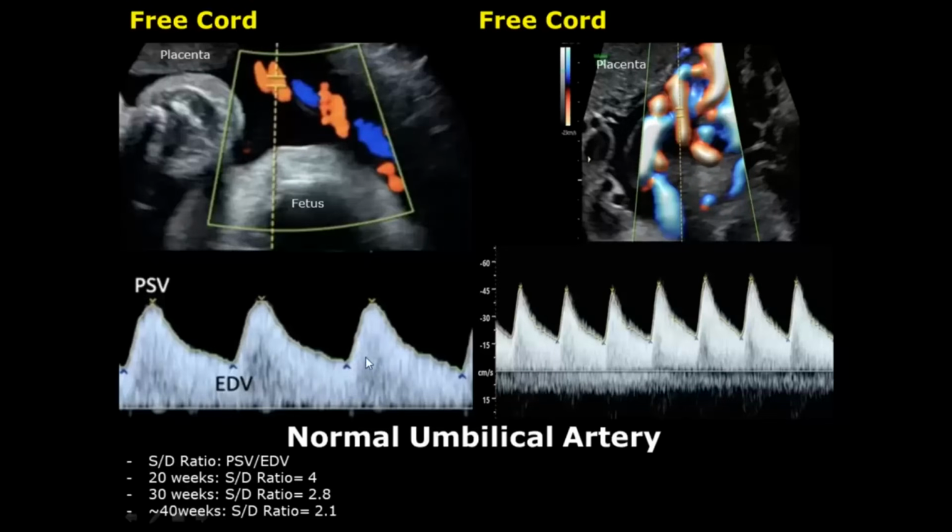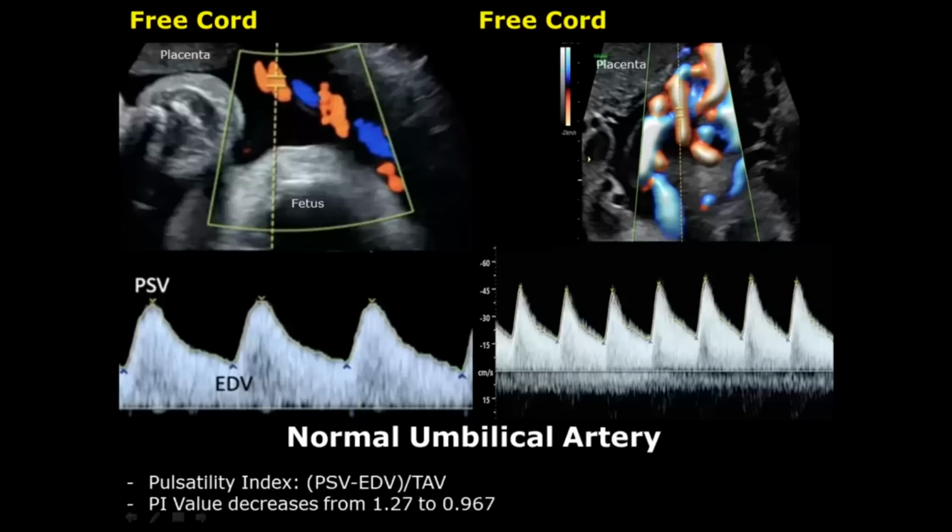In certain maternal conditions such as diabetes mellitus or hypertension, or if we suspect fetal growth restriction, a Doppler study may be performed in the second trimester. The normal S/D ratio at 20 weeks is 4, and by 30 weeks it is 2.8, and it further decreases to 2.1 at around 39 to 40 weeks. This shows us that blood flow resistance decreases over time.